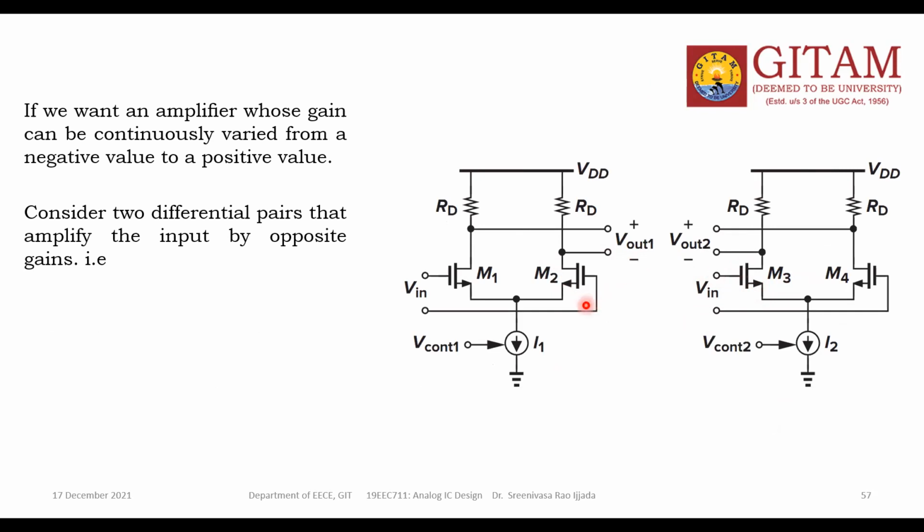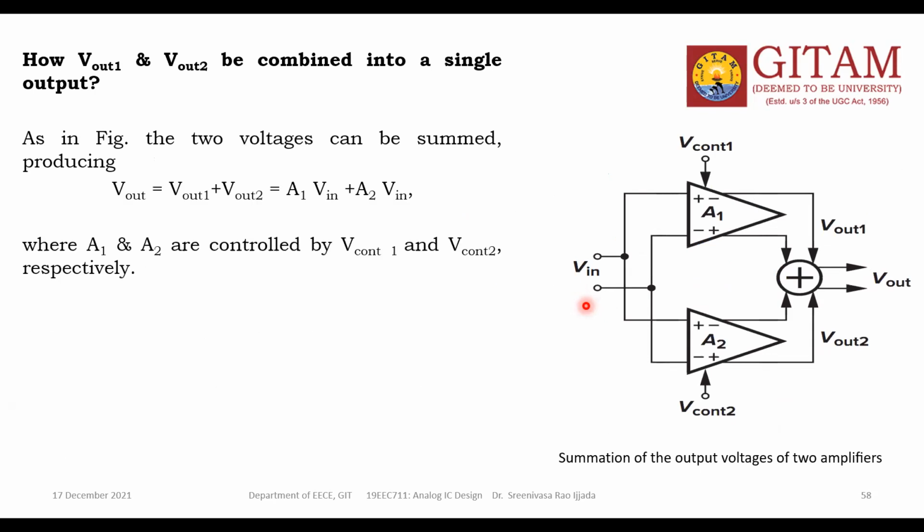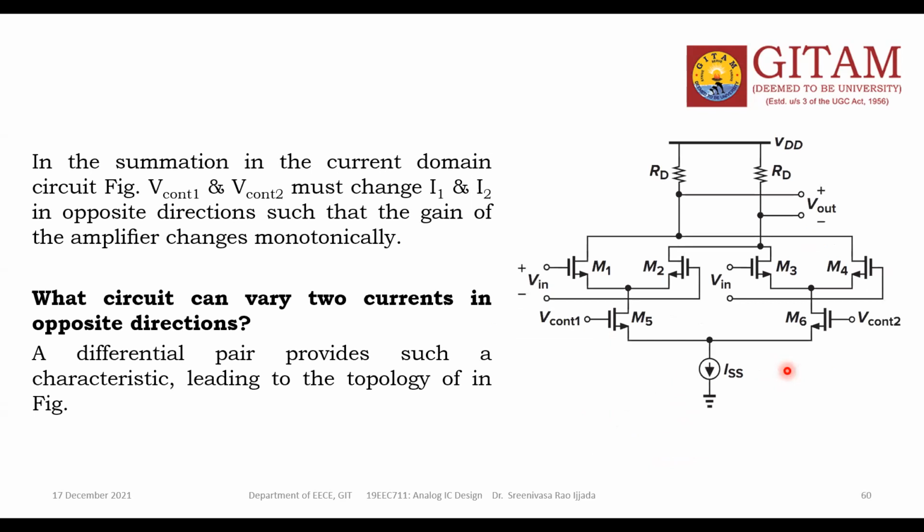But I want to merge these two circuits into a single circuit, thereby I can get Vout directly. For that, some tips we used. This is one of the basic methodologies. So, concept explained, and finally we got it like this. Now this circuit is the summation in the current domain. So now these current sources I1 and I2 are replaced with the MOS transistors M5 and M6, like this.